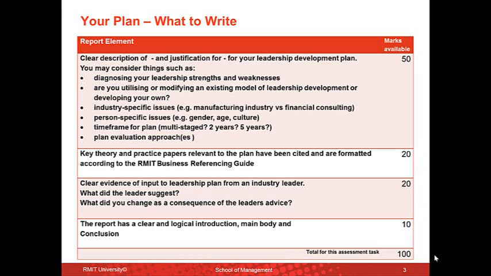Part 2 is, what key theory and practice papers, ideas, thoughts, literature have you cited, and have, importantly, you've formatted according to the RMIT Business Referencing Guide. So although this is a very personal task, it's about you and your development, we still ask that you write it in a fairly rigorous way and justify things that you claim with literature. That's worth 20 marks.